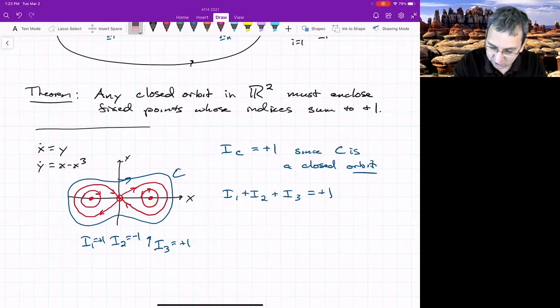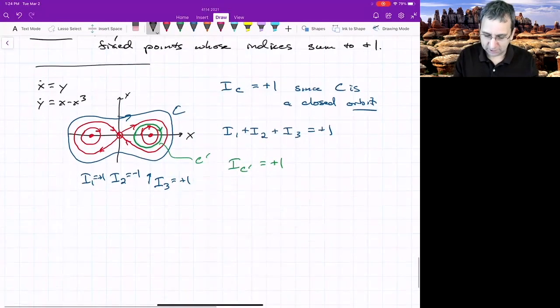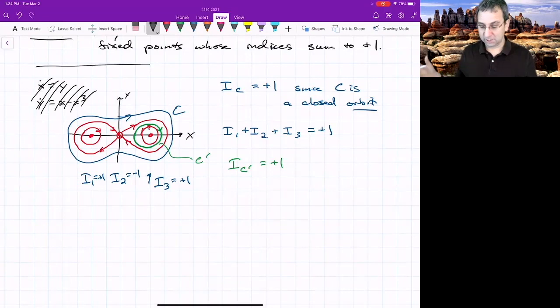Think of what if I had chosen some other curve. I could go and do maybe green. I don't know if you'll be able to see it. But if this is also a closed curve, let's call this C prime. And so that's +1. And it encloses just one fixed point, which is a center. Now, what else could happen if we ignore that this is the system that happened? We're just thinking, okay, topologically, what could happen?